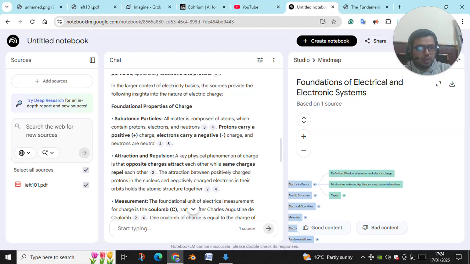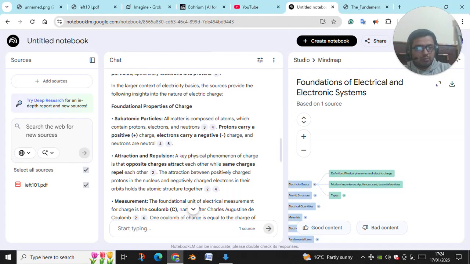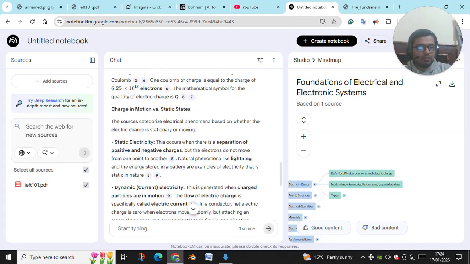Foundational property of charge: subatomic particles. All matter is composed of atoms which contain protons, electrons, and neutrons. Protons carry a positive charge, electrons carry a negative charge, and neutrons are neutral. Attraction and repulsion: a key physical phenomenon of charge is that opposite charges attract each other while same charges repel each other. The attraction between positively charged protons in the nucleus and negatively charged electrons in their orbits holds the atomic structure together.